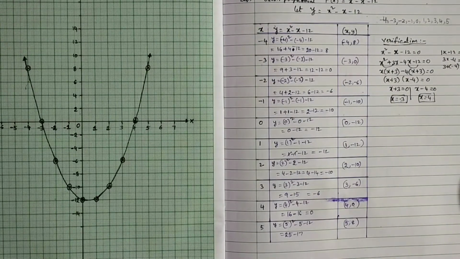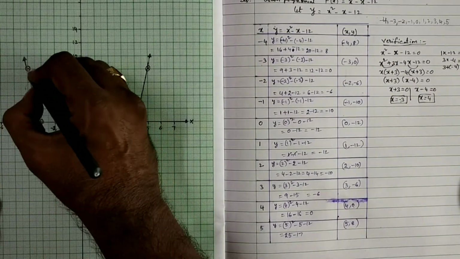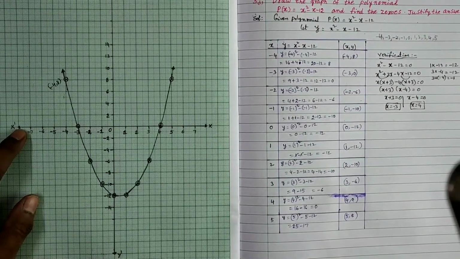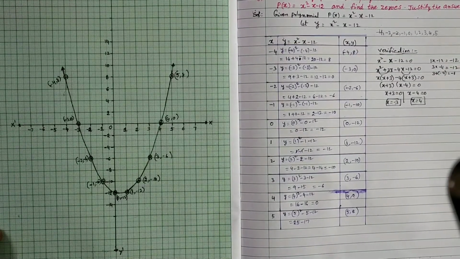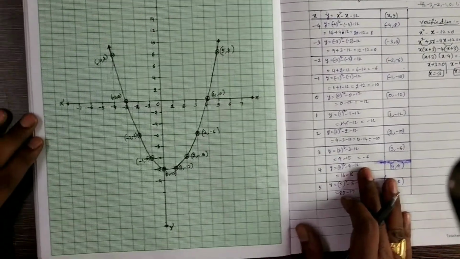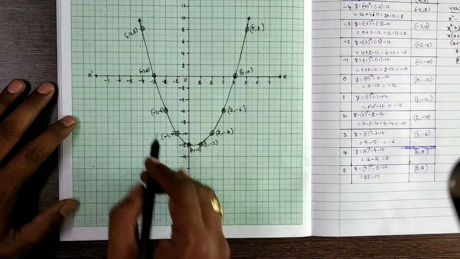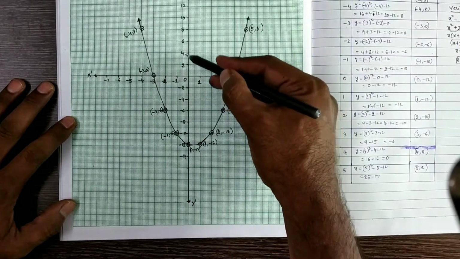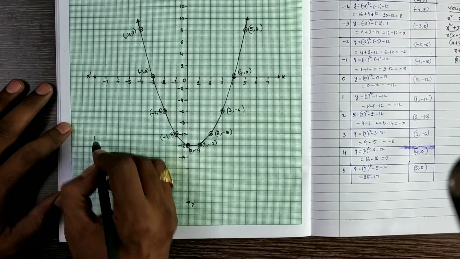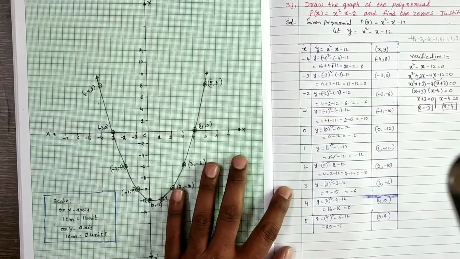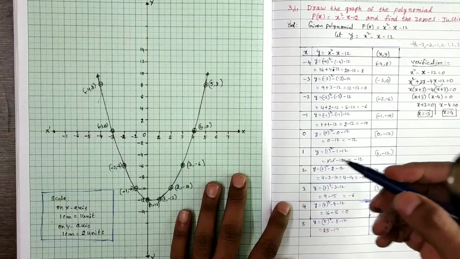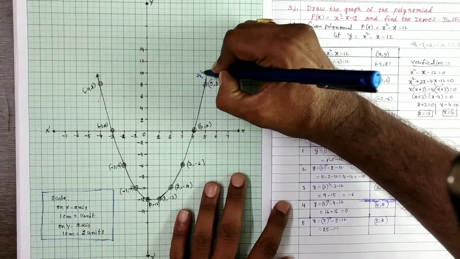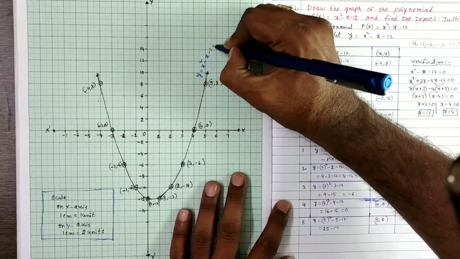After that, plot and look at these points. The first one is minus 4 comma 8. Like that you mention the points. After that, write the scale. Scale is on the x-axis 1 centimeter as 1 unit, on the y-axis 1 centimeter as 2 units. And this parabola represents y is equal to x square minus x minus 12.